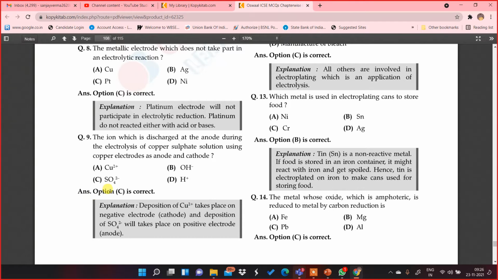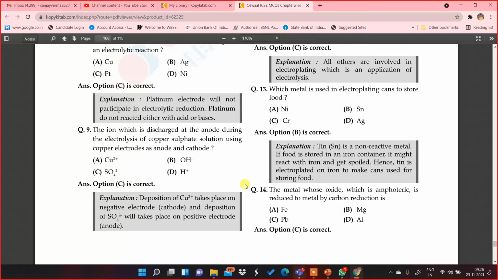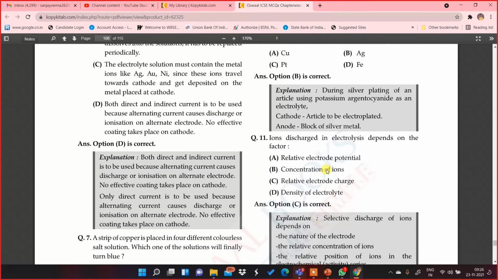So this option is incorrect. You cannot write this option. It is wrong. Okay, it has been wrongly explained over here. That is number 9. Then number 10.